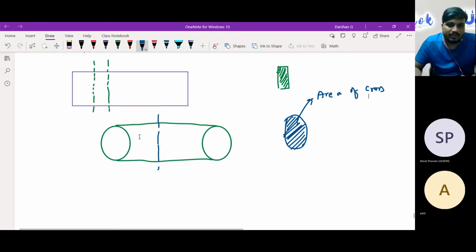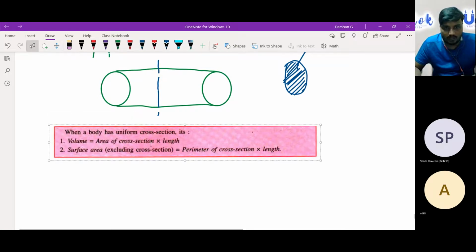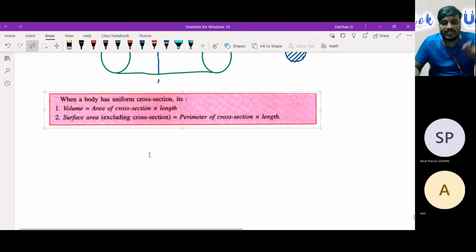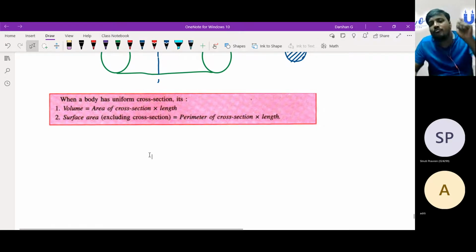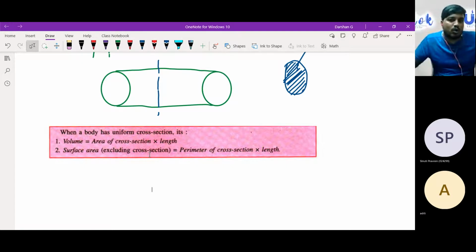But with respect to volume, what is the relation that I'm getting here? When it is a uniform cross section, then volume is equal to the area of cross section into length, meaning what is the cross section of this pipe and what is the length of the pipe? Then I can simply tell the amount of water that the pipe can take.